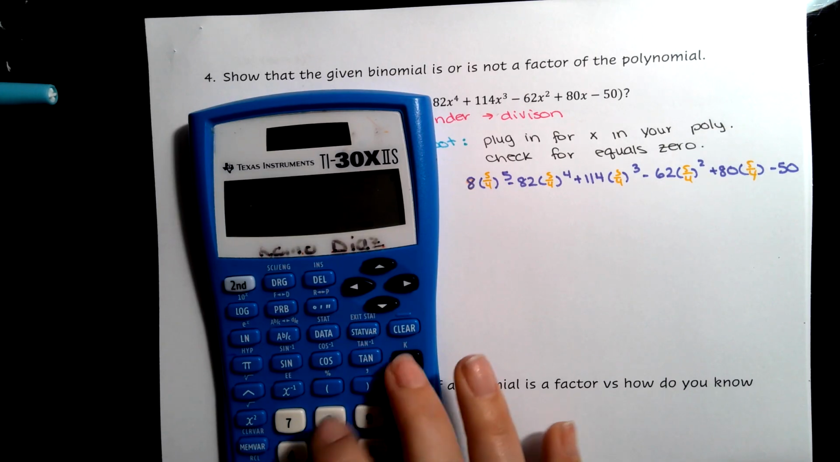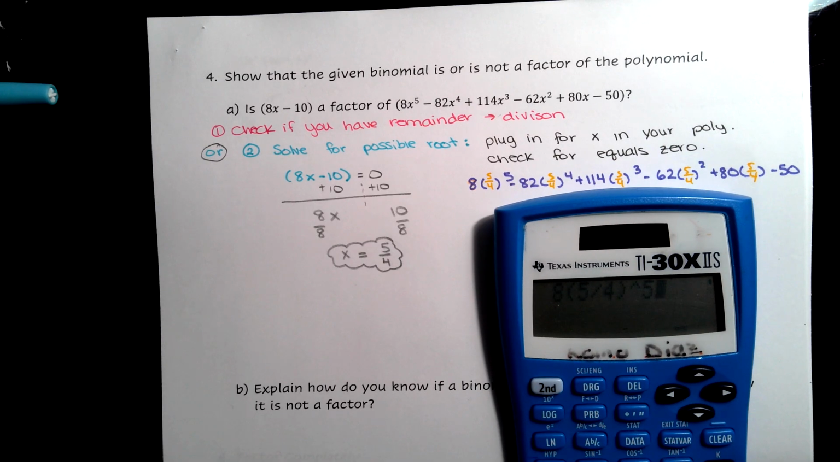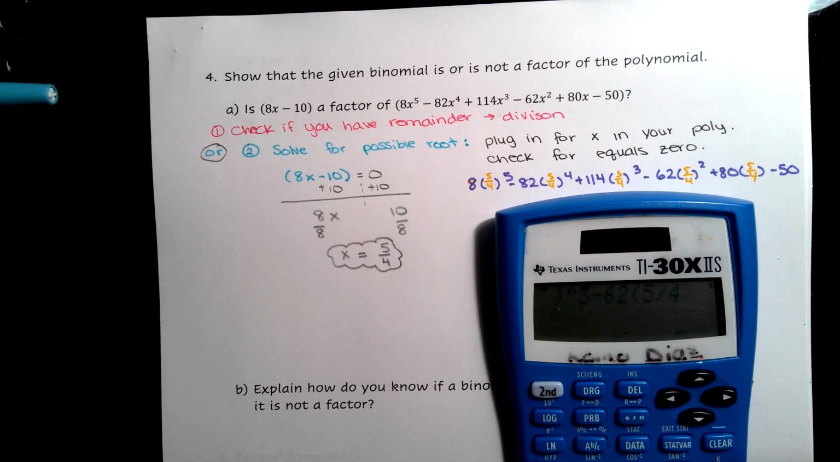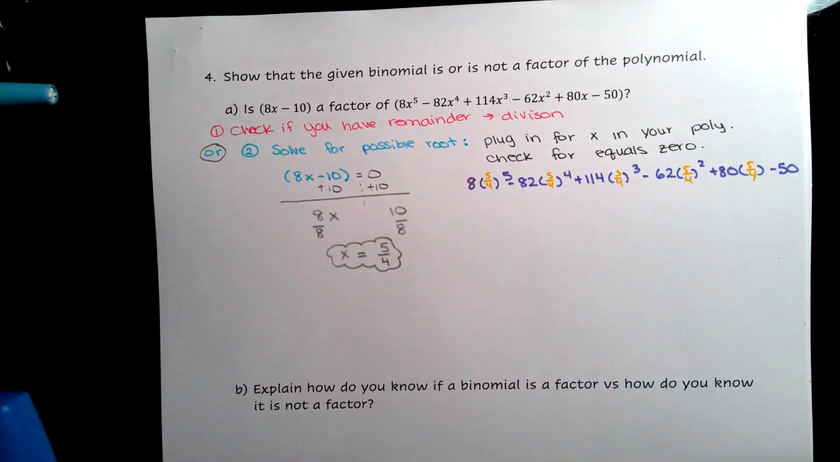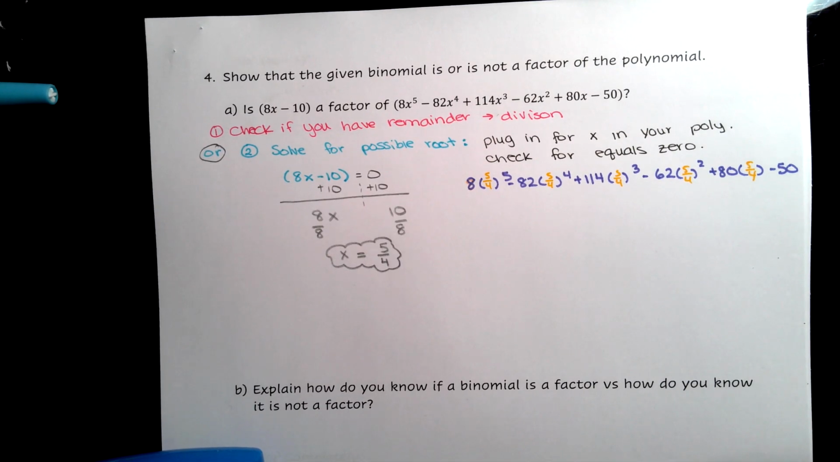So 8 open 5/4, close it, caret 5. Make sure you guys can see that. Minus 82 open 5/4, caret 4, plus 114 open 5/4, caret 3, minus 62 open 5/4, close square it, plus 80, open 5/4, minus 50. And yes, it does give us a 0. I'm going to write it on this side since I don't have the room.